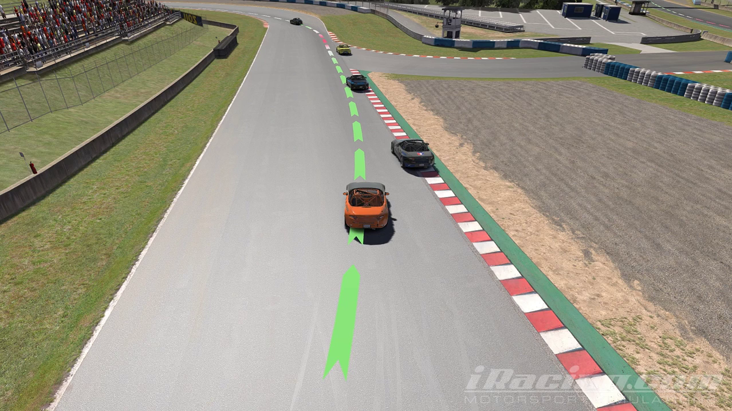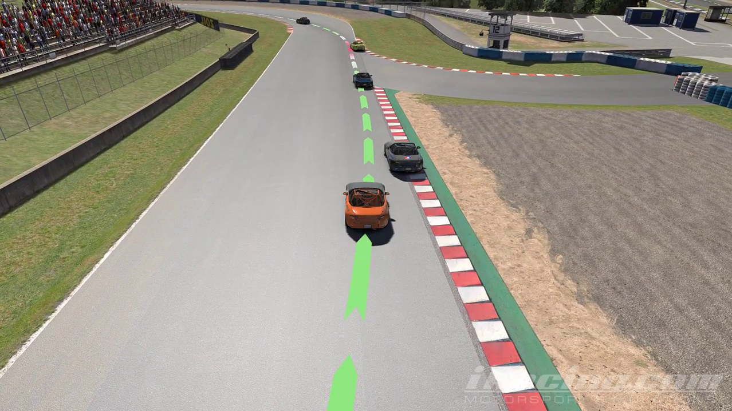This is exiting this prior corner and short straight, and then a slightly sloping left-hand corner coming up ahead. So at this point, the gray car is the leading car. The orange car is the trailing car, and there's no challenge for position at this point in time.